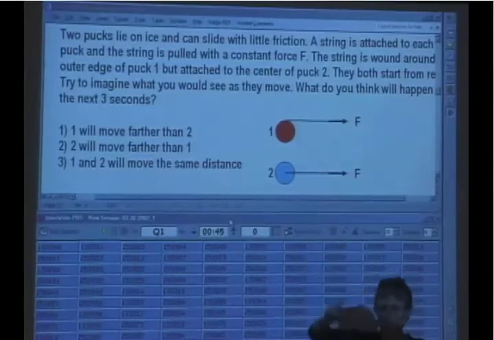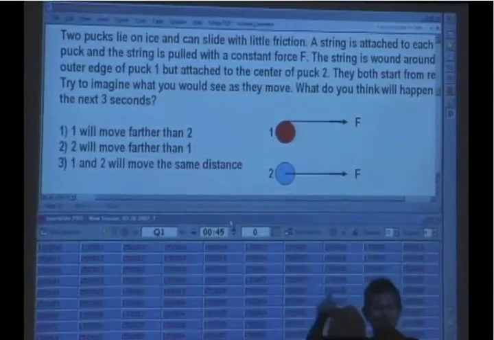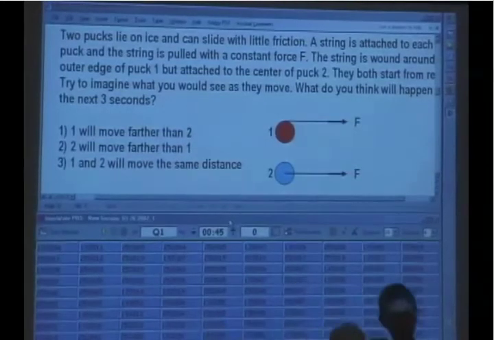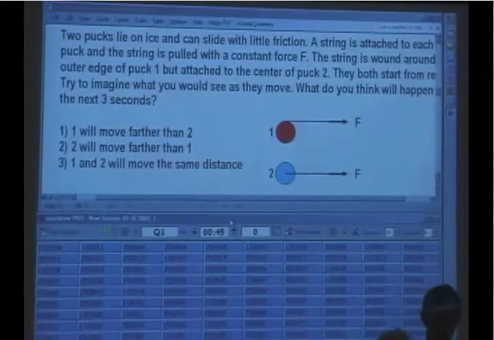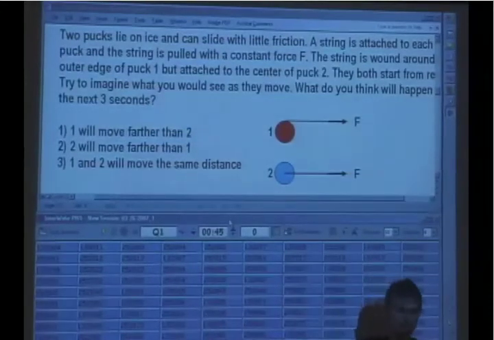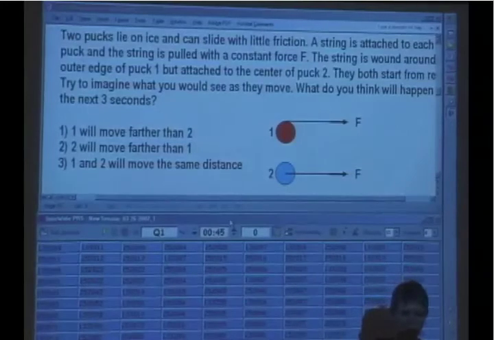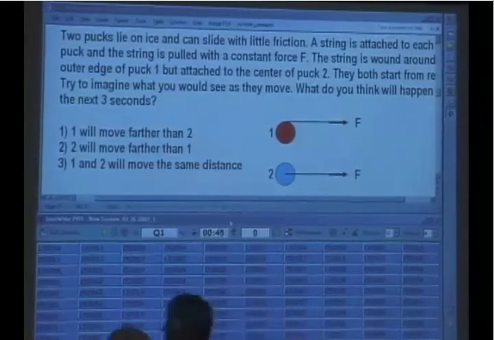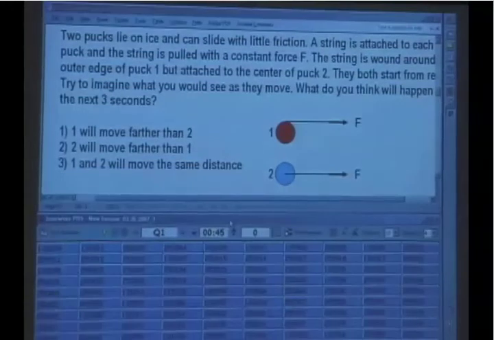So puck number one has a string wound around the edge. Okay? So when we pull the string, two things can happen. It can move, and the string can unwind. Whereas puck number two just has a string attached to a nail in the middle. Okay? We're going to apply the same force, F, for the same time, 3 seconds.